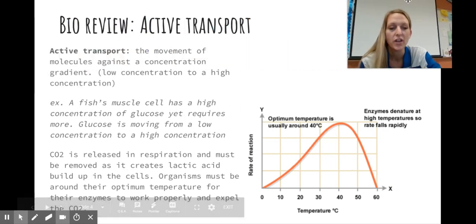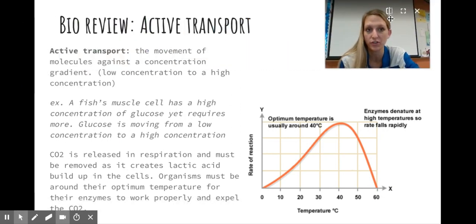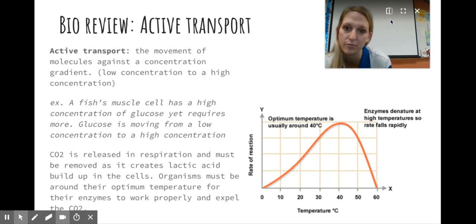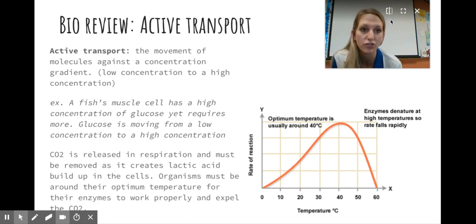Okay, active transport. Active transport is the movement of molecules against a concentration gradient, going from where you have a low amount to where it's already high, so going up the gradient. An example of this is a fish muscle cell. It has a really high concentration of glucose, and yet it's going to want even more glucose. This is very similar in our own body. So glucose is going to be pumped into a cell that already has a large concentration of it, going from a low amount to where it's already high.